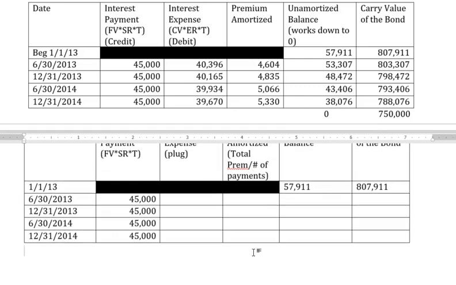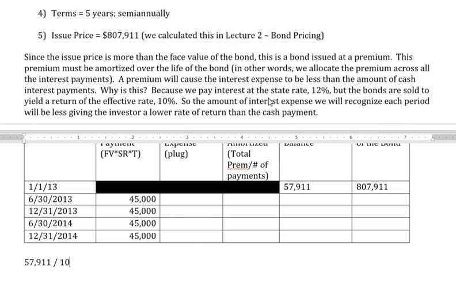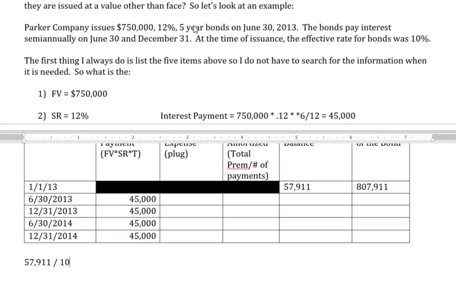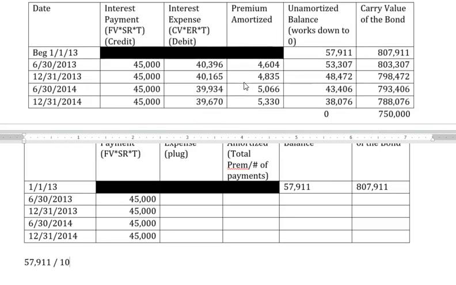So what does that mean? Well, for this bond, we're going to take $57,911, the total amount of the premium, and we're going to divide that by 10 payments because it's a 5-year bond that pays out semi-annually. Let me double check that information. I haven't forgotten anything. Yes, it's a 5-year bond, and it pays semi-annually. So that means there's going to be 10 interest payments over the life of this bond. So take a moment. See what that gives us.